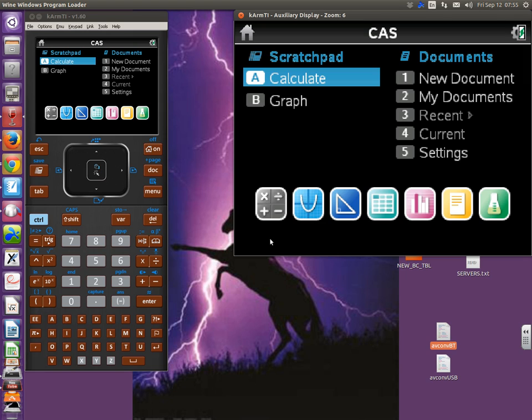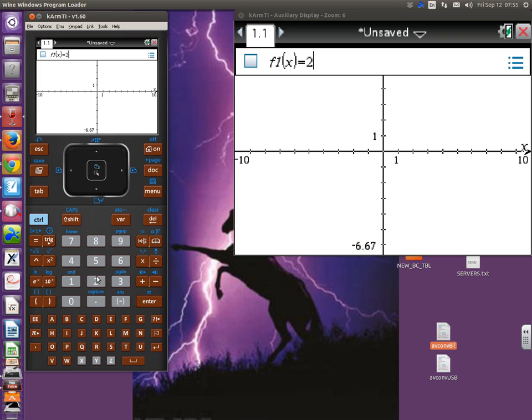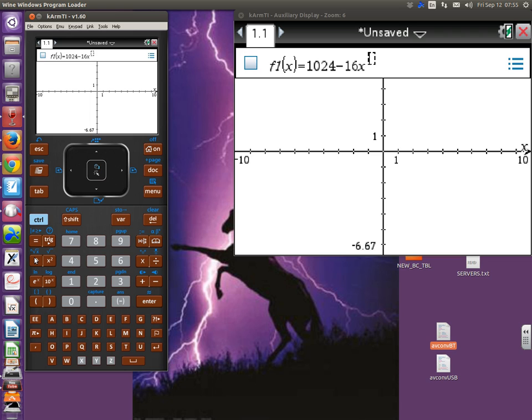All right, so let's get a new document today. Let's get a calculator. Let's say I give you 1,024 minus 16x squared, where x is in seconds and y is in feet. Do you see the function? And 1,024 is your initial displacement. In other words, you're starting 1,024 feet in the air. It's a big building.